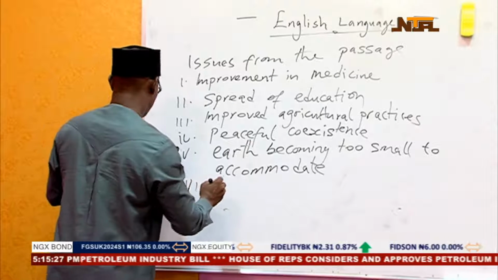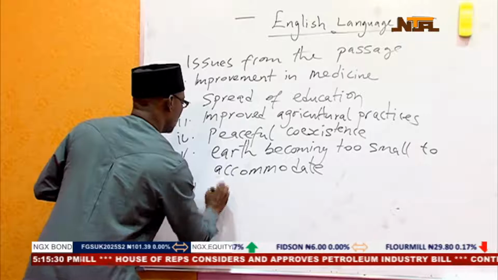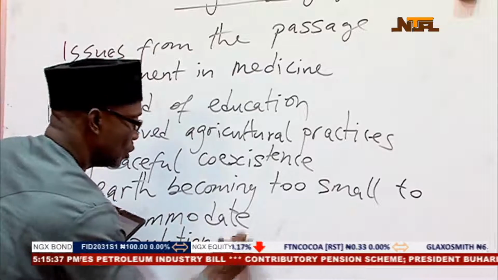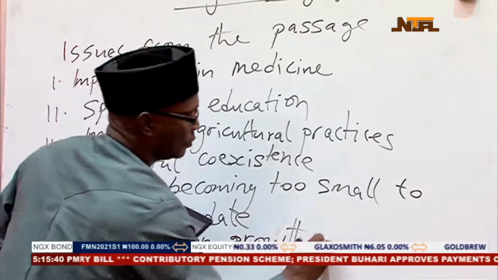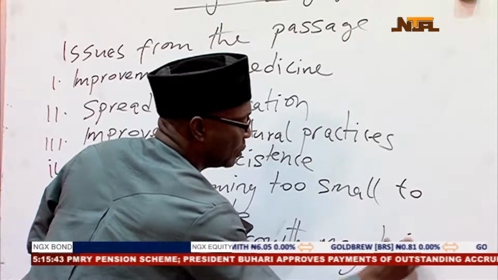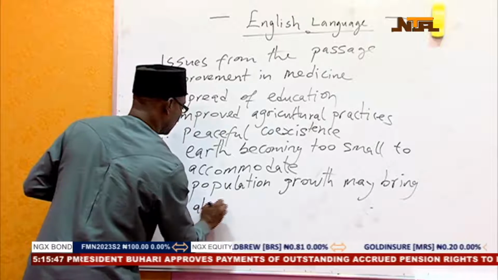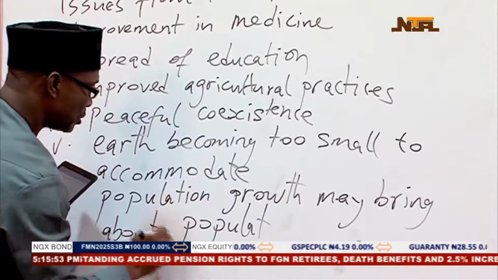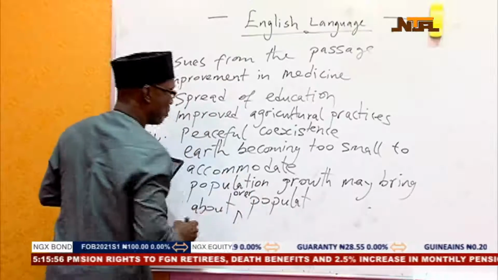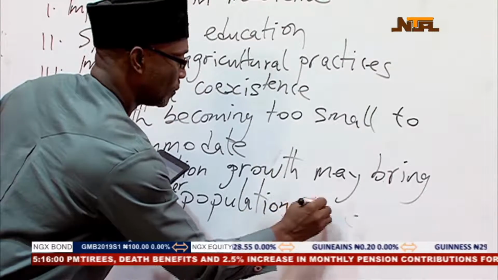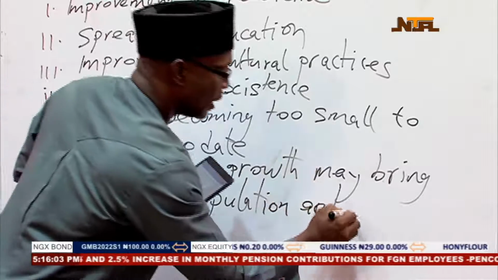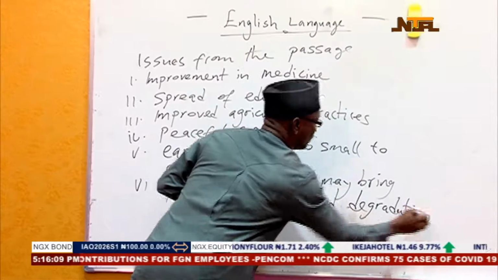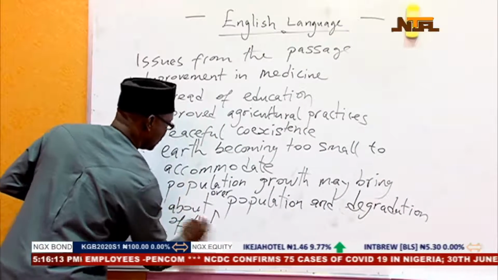And the 6th point, population growth may bring about overpopulation and degradation of the environment.